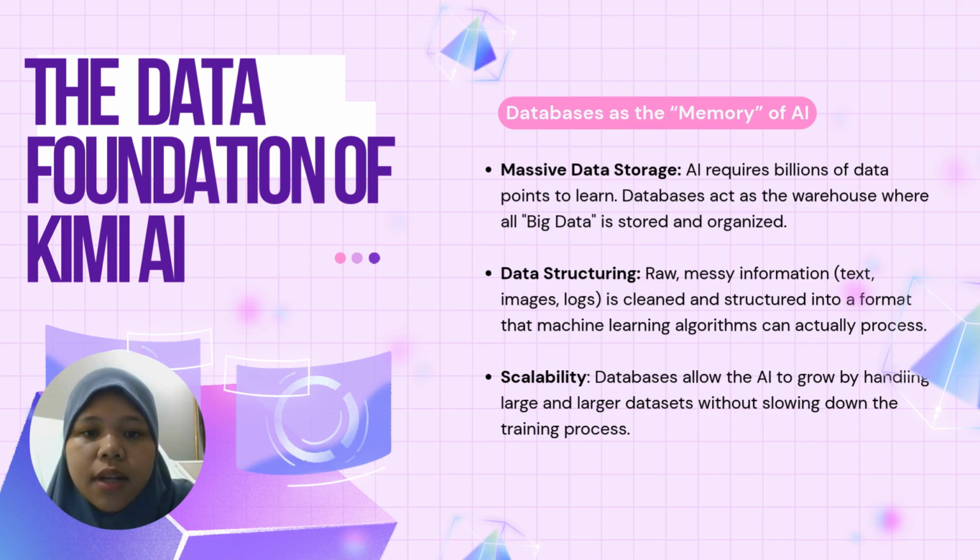Next one, they have data structuring. Raw and messy data such as text, images, and logs is cleaned and structured into a format that machine learning algorithms can actually process. And the last one is scalability. Databases allow AI to grow by handling larger and larger data sets without slowing down the training process.